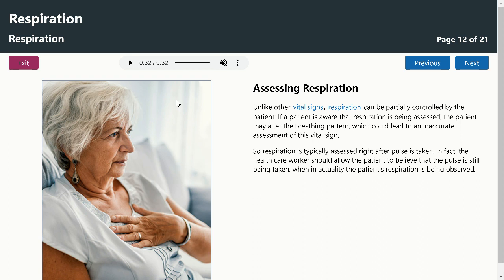Like it says, respiration is typically assessed right after pulse is taken. In fact, the healthcare worker should allow the patient to believe that the pulse is still being taken when in actuality the patient's respiration is being observed. So you'll do their pulse for a minute, they're looking off, not paying you any attention. Once you get their pulse in your head, you'll go right into watching their chest go up and down, counting their respirations. They won't ever know that you're actually assessing them.